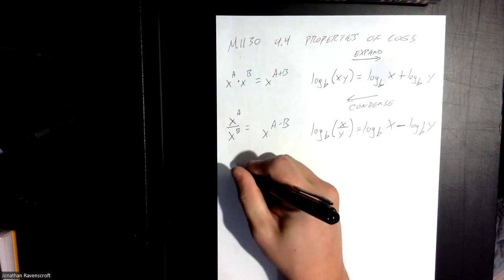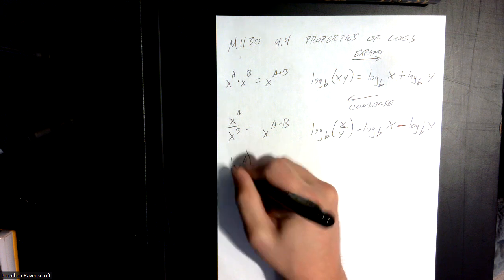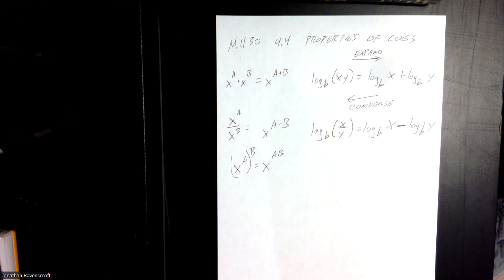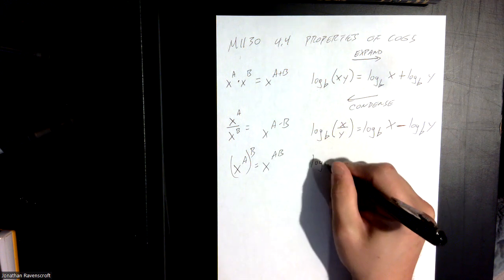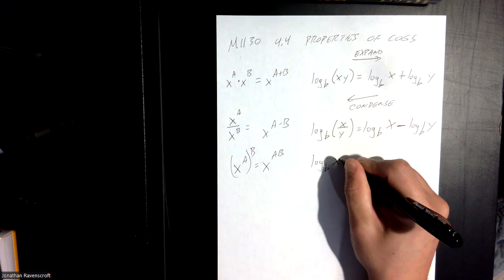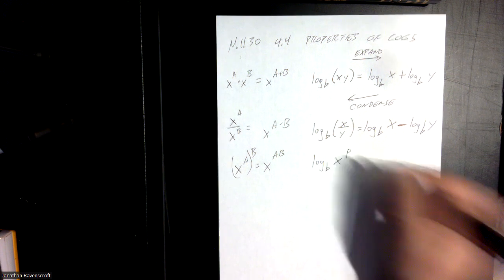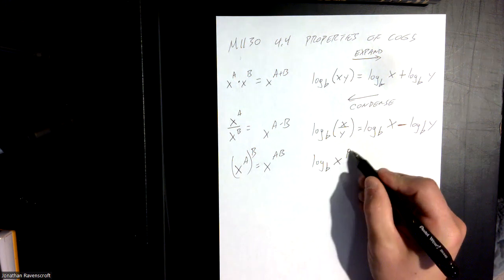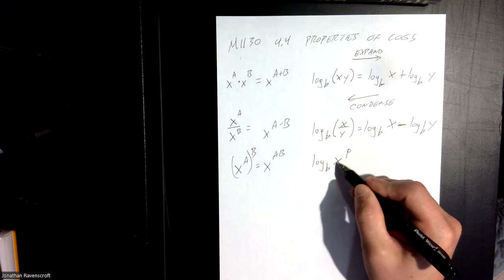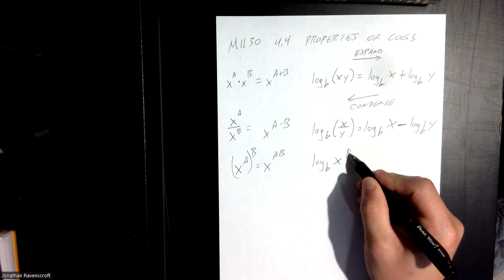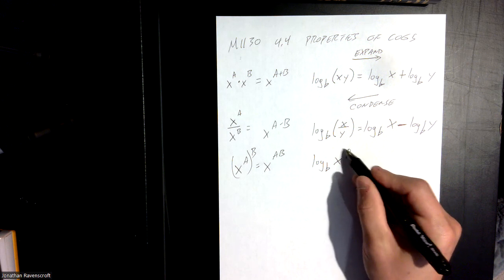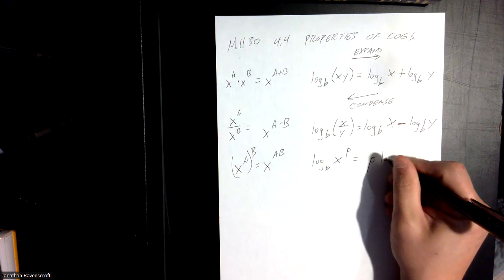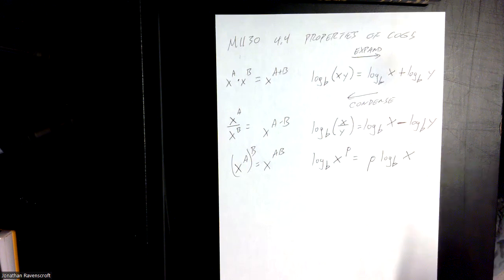Now, the last rule we have with exponents, if you have an exponent raised to an exponent, you multiply. For logarithms, log base b of x raised to the p. P is just some number, x raised to some exponent. The log property says if you have this raised to some exponent, you can take this exponent and move it to the front to the multiplier. P times log base b of x.